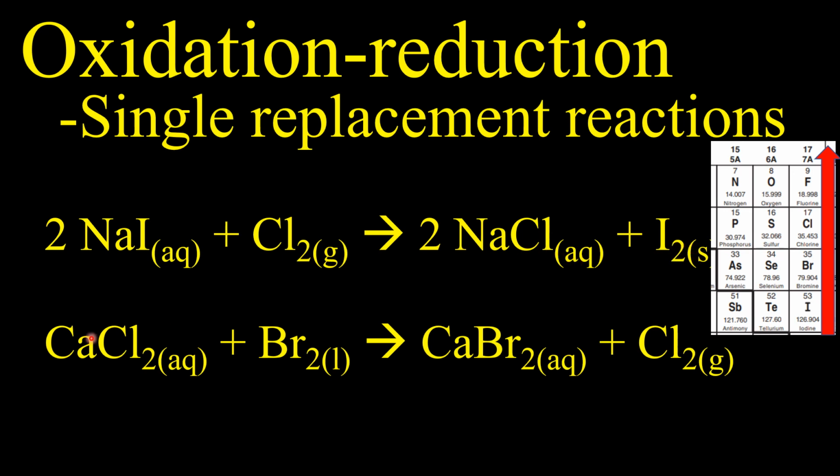But for our second equation here, we seem to be saying that bromine should be replacing chlorides, and bromine is below chlorine on the periodic table. So this element, bromine, will not replace this ion chloride, and again, that's a no reaction.